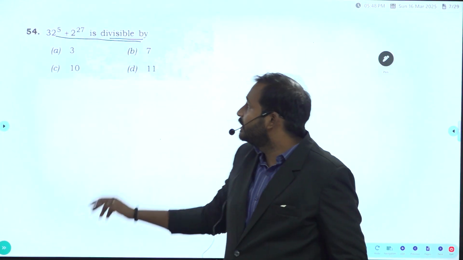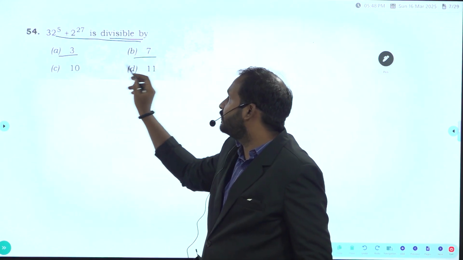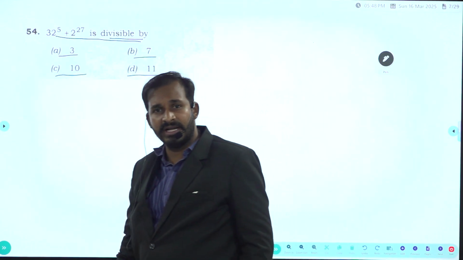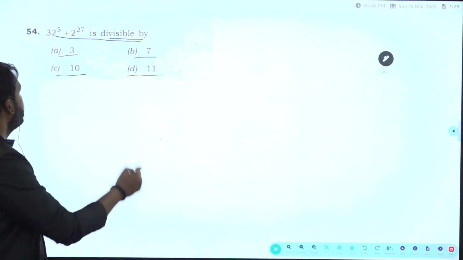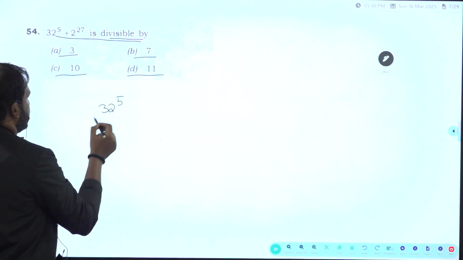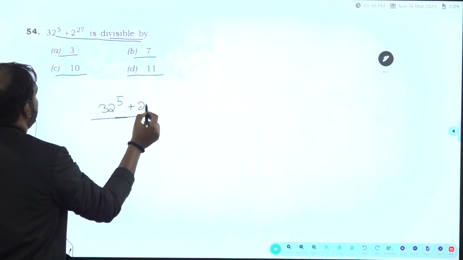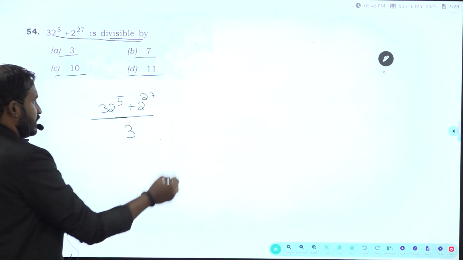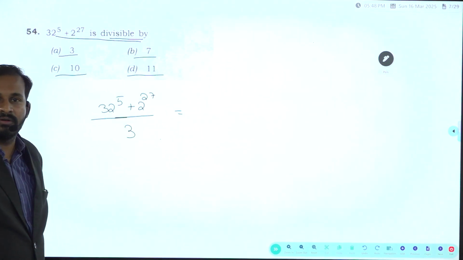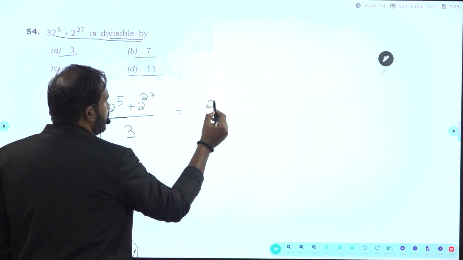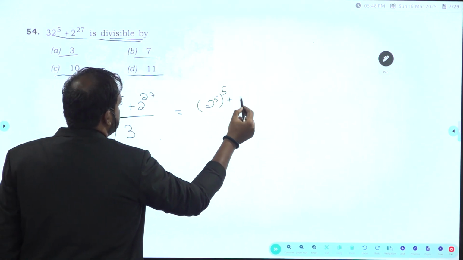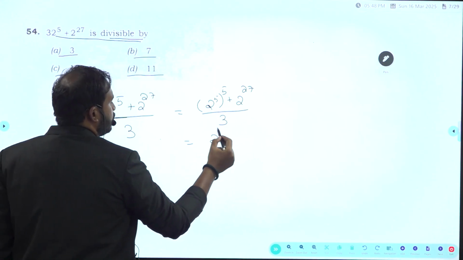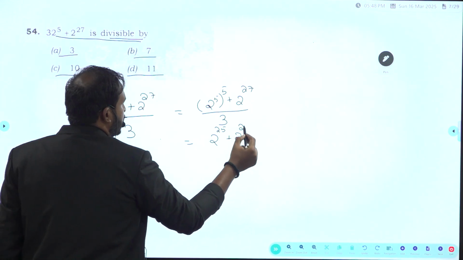So whenever we divide, try to divide with the 4 options which we have. The one for which we get the remainder as 0 will be our answer. So when you divide 32 power 5 plus 2 power 27 by 3, we will see what remainder we get. 32 I can write as 2 to the power of 5. So 2 to the power of 5 whole to the power of 5 plus 2 to the power of 27 by 3. So I get 2 to the power of 25 plus 2 to the power of 27 by 3.